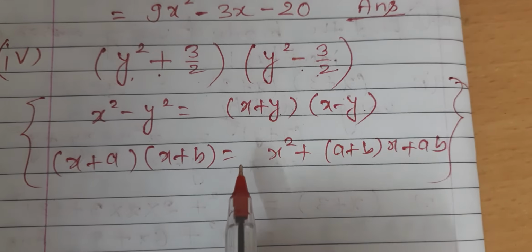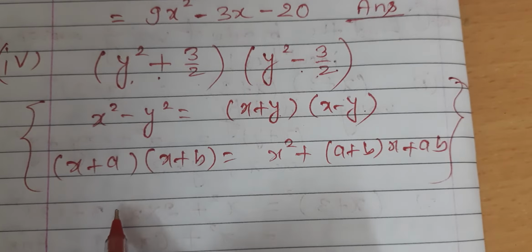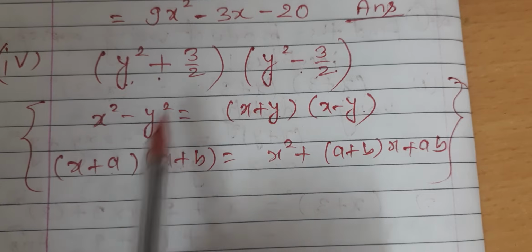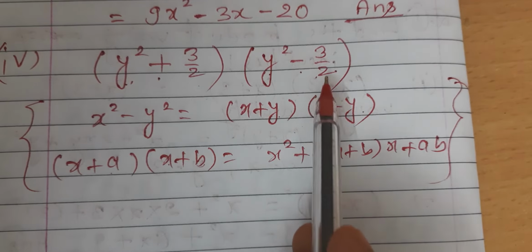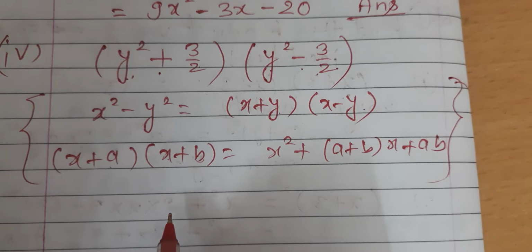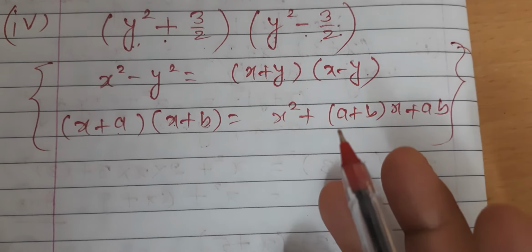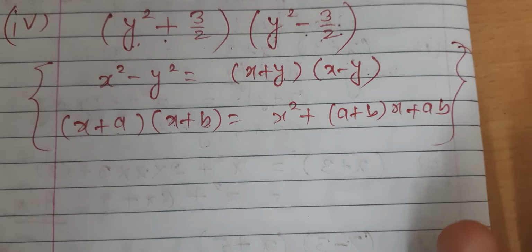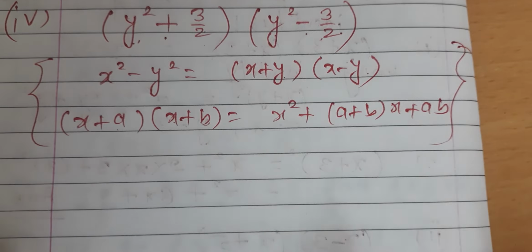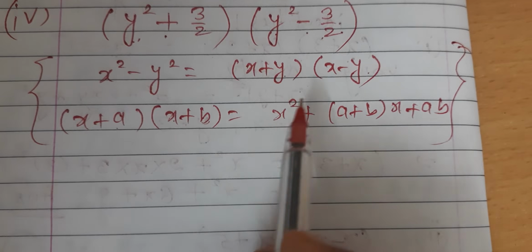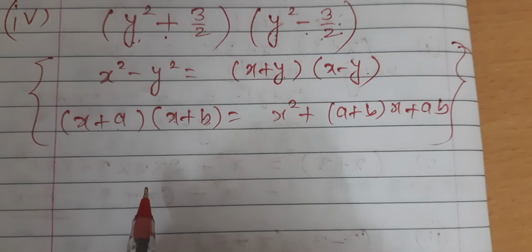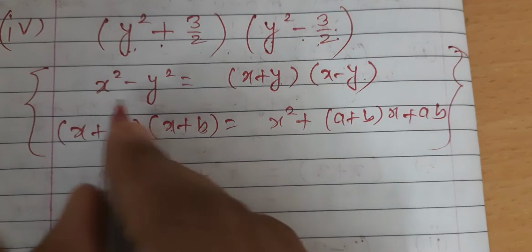As well as we can also use the fourth identity, x, at the place of a, 3/2, at the place of b, −3/2. So here we can use both the identities and you will get the same answer. So it's up to you. If you want to use the third identity, you can use the third one, or if you want, you can also use the fourth identity. The third one is a quite short, simple method, because here you will get your answer within few steps. And the fourth one is also not very difficult. So let us solve one by one. First, by using this identity.